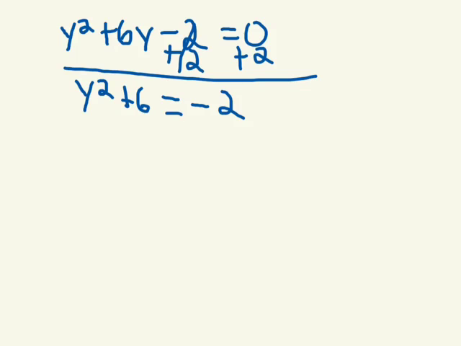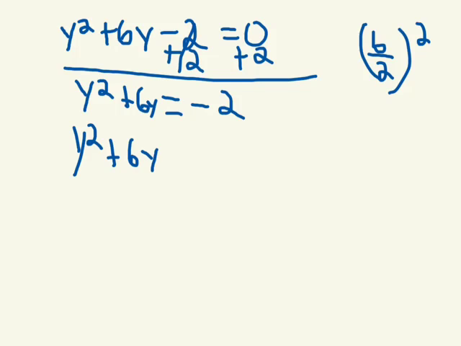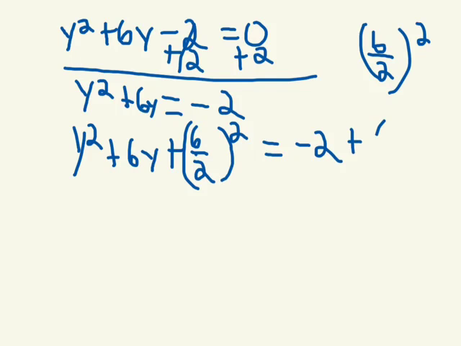The next step, we want to add b over 2 all squared to both sides. So we would do y squared plus 6y plus 6 over 2 squared. And we're going to do the same thing to the other side. So we have negative 2 plus 6 divided by 2 all squared. So 6 divided by 2 is 3. 3 squared would be 9.